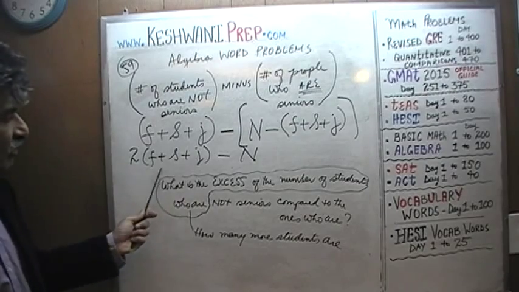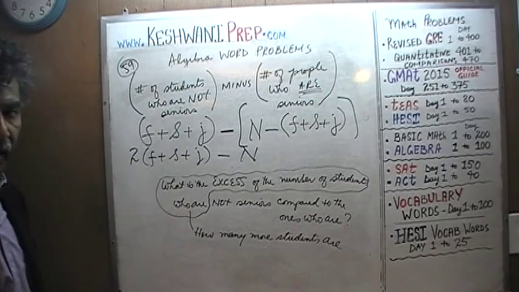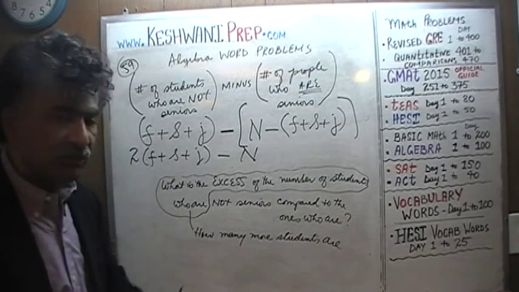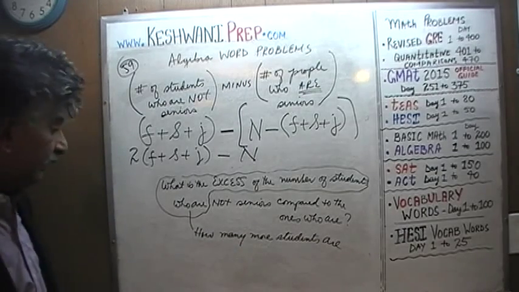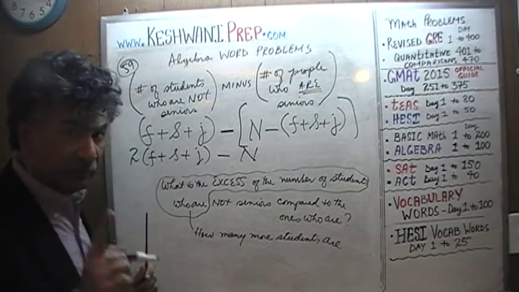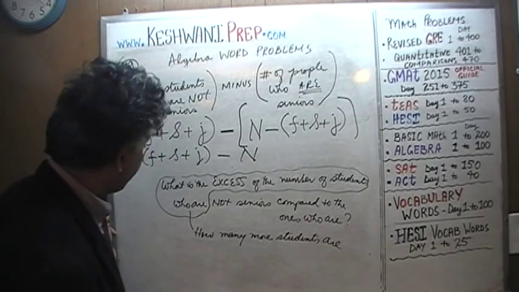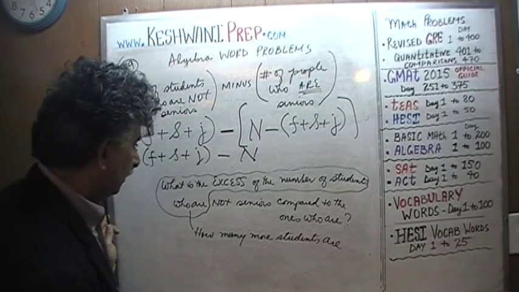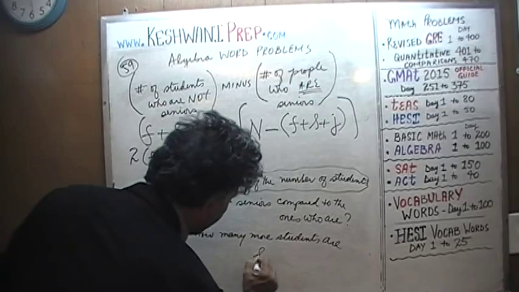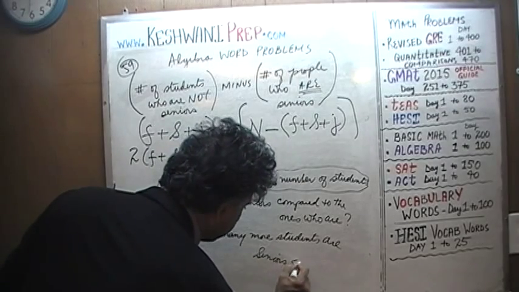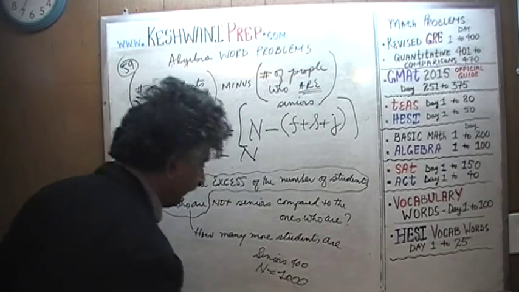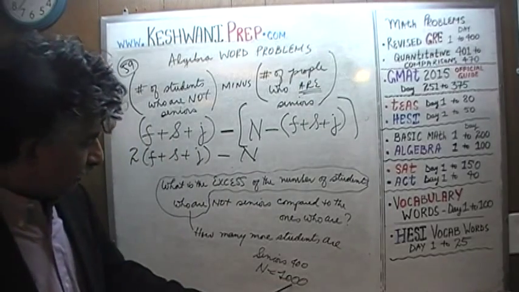This is how many more students we have who are not seniors compared to the ones who are. And how many seniors did we say we had? We had 400 seniors based on the numbers we plugged in. We had a total of 1,000. Okay, listen carefully.